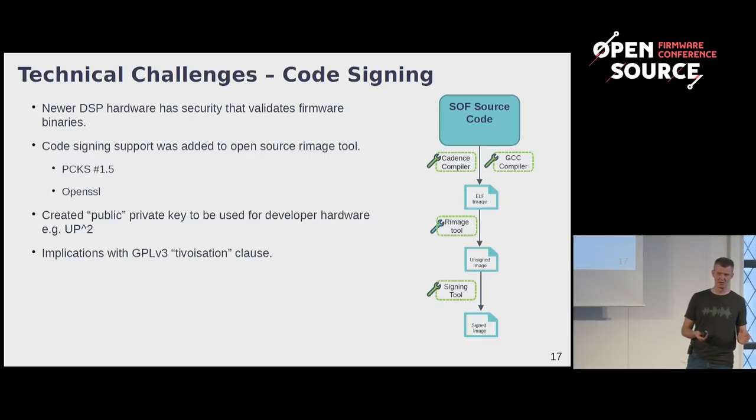There was an implication here as well, because we were using GCC, I think, above 5.2, has the GPL3 clause. And for those that don't know, there was a thing called the TiVoization clause. And this basically meant that GCC could not be used to build software that ran on signed systems without there being a means of signing the code. An open source means of signing it.